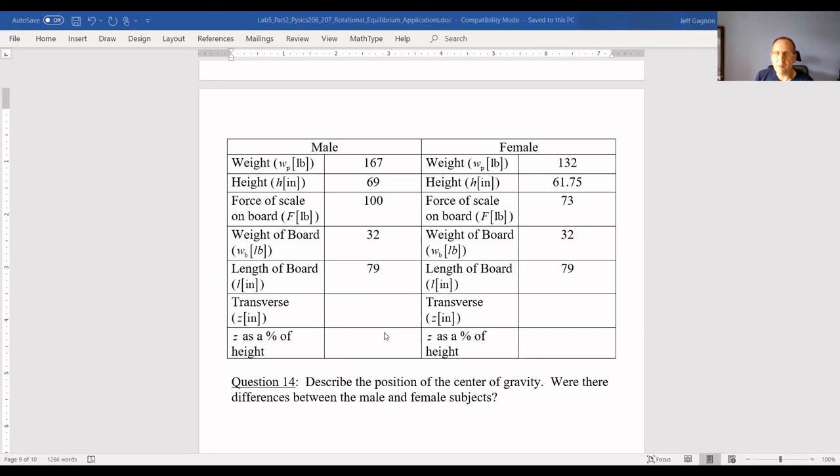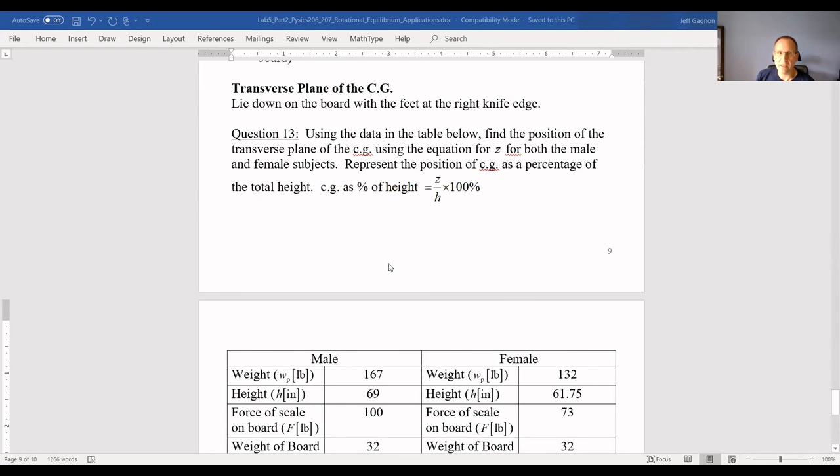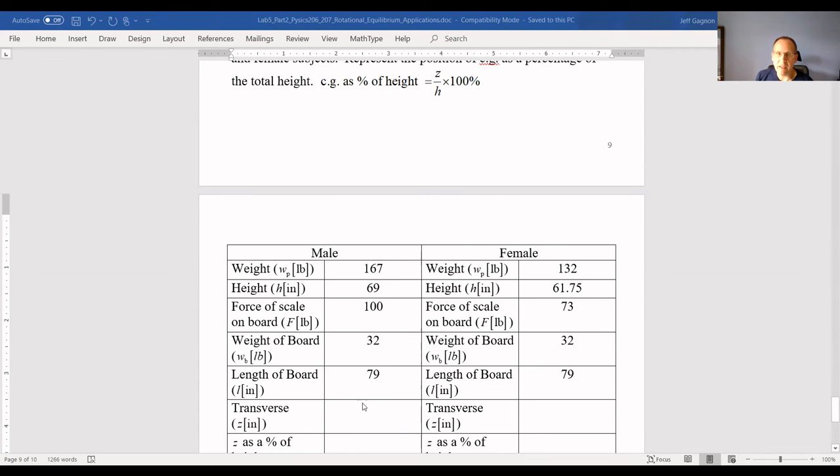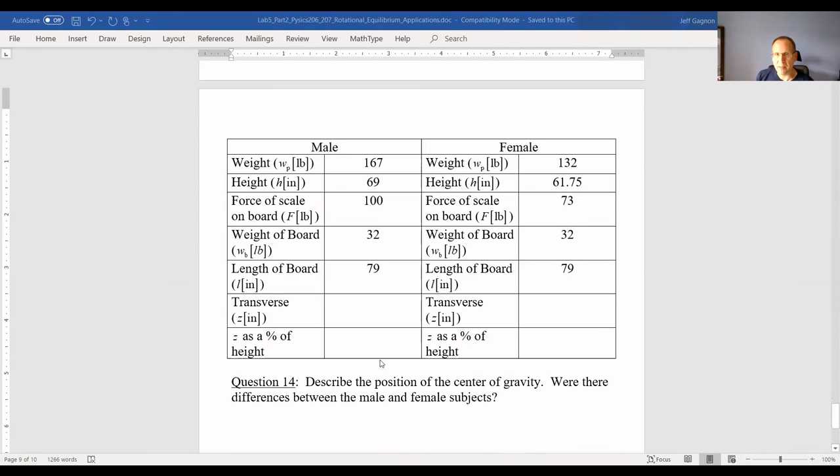It may just have to do with the fact that they're taller. So if we represent them as relative measures, so to figure out this value, and this is the last part of question 13, you simply have to take the value Z that you found divided by their height in inches and then times 100, and that'll be a percent. Like it might be 55% or whatever you get. It'll probably be 50 something percent. And the same thing for the female subject. So it'll be her Z in inches divided by her height times 100, and that'll be Z as a percentage of her height. And the last question is, were there differences between the male and female subjects?